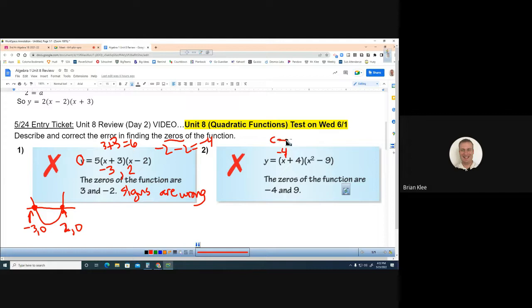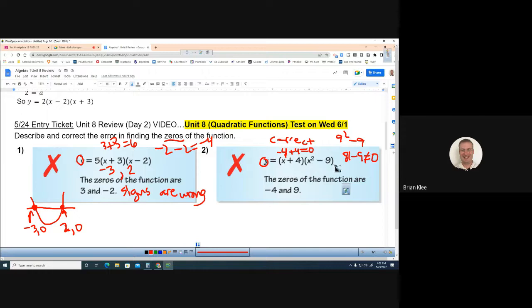The 9, the mistake that the student would make in this thinking is if I put 9 in there, all right, 9 squared minus 9, what is that? Oh, 81 minus 9, it is not 0. So since it isn't 0, that's not a 0 of the function. Again, we're dropping in 0 for y. What makes each part 0? Negative 4 plus 4, that's good. That's 0. That's what we want.